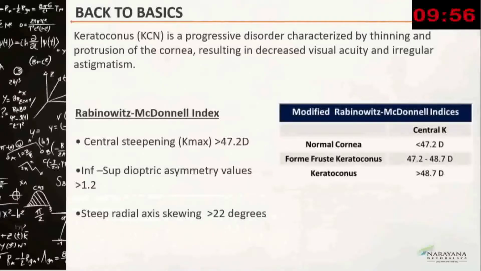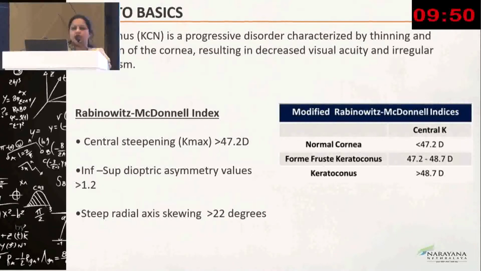Today I shall talk on IOL power calculation in cataract with keratoconus. Just a few points. Keratoconus is a progressive disorder characterized by thinning and protrusion of the cornea, resulting in decreased visual acuity and irregular astigmatism.